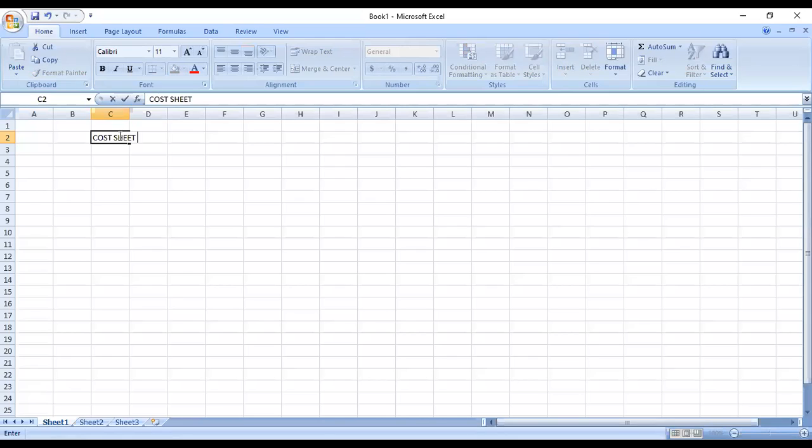What is the name of the company? Govind Industries Limited. Cost sheet for the year ended 31st March 2016.